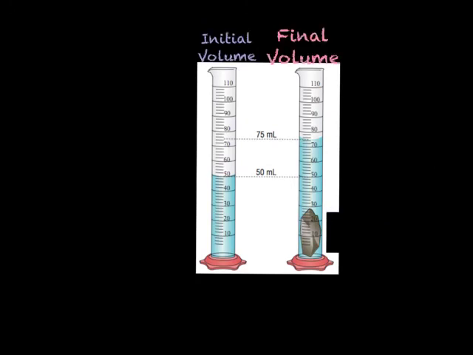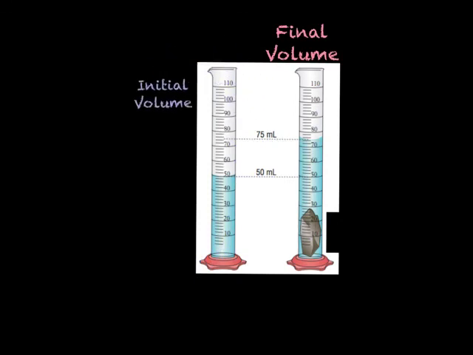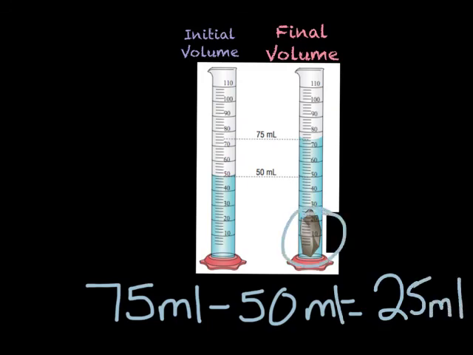So what do we do? We're going to take our final volume over here and subtract our initial volume over here to find the volume of that rock. So we have 75 milliliters, because we got that from our final volume, minus 50 milliliters from our original volume, which gives us 25 milliliters. And that's the volume of our rock. Please make sure you use this presentation to help you as you complete your lab and other problems that you have with density.